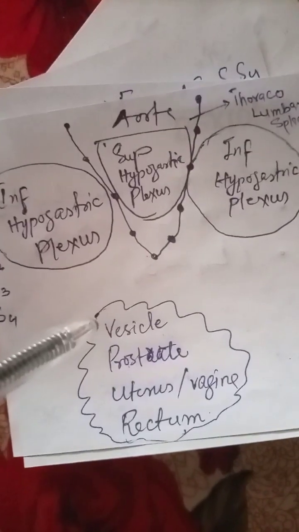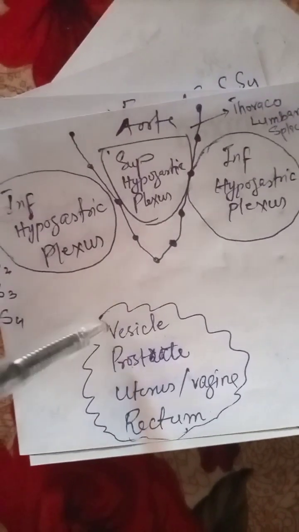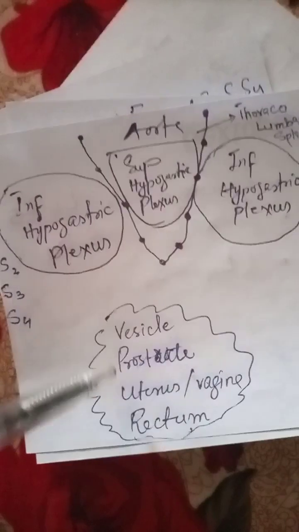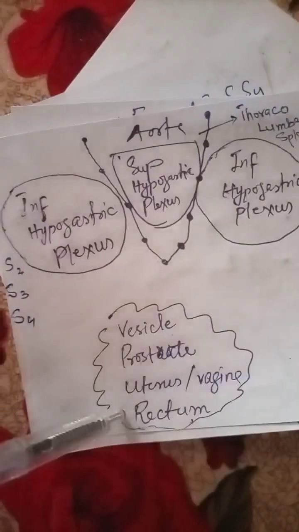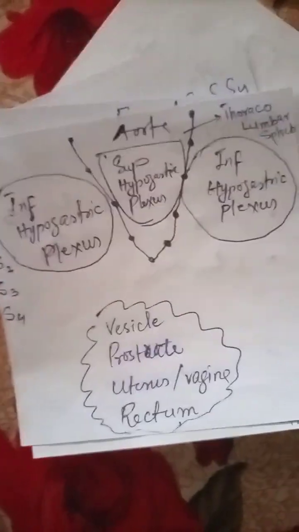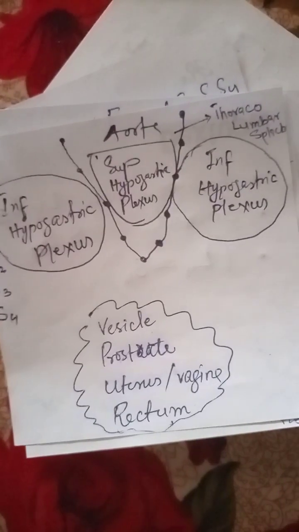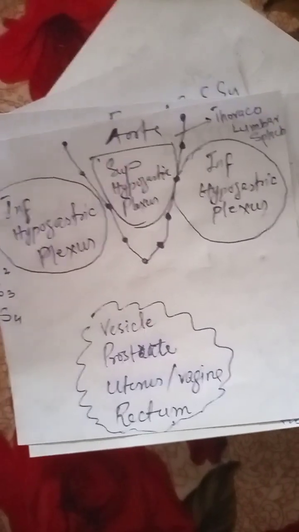So in this way, nerves of sacral plexus are formed, and then they innervate the organs of pelvis and perineum like vesicular plexus, prostatic plexus. Some of them supply uterus and vagina, and then rectum hypogastric plexus. So in this way, nerves of sacral plexus are formed.